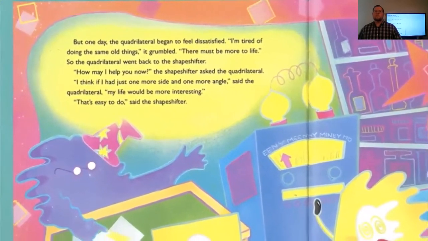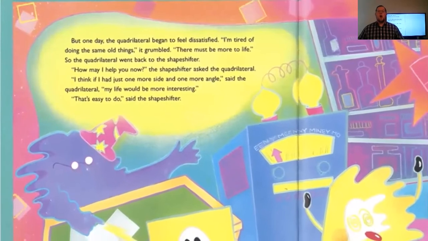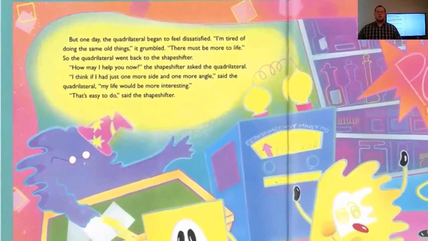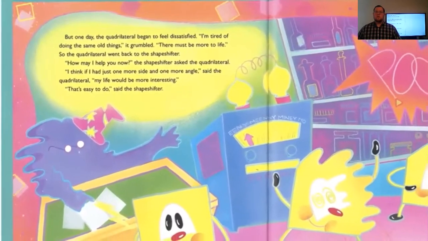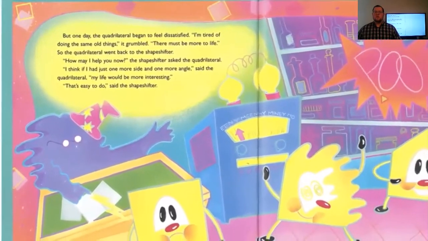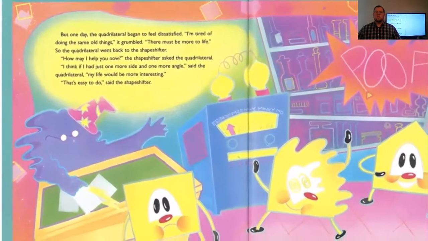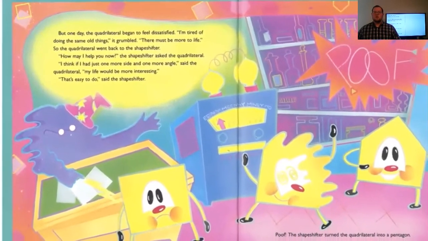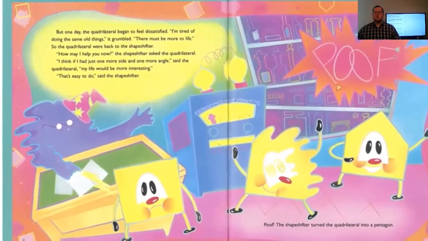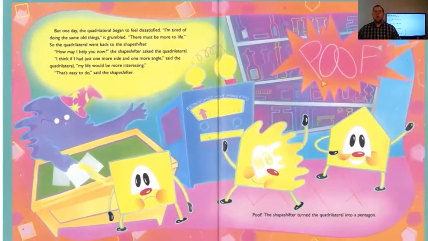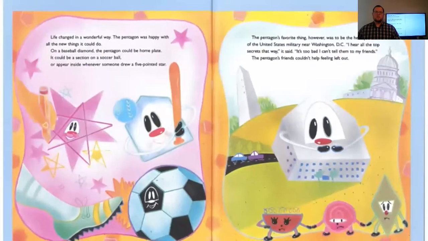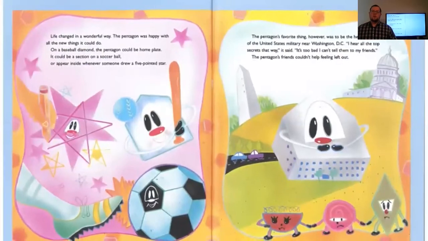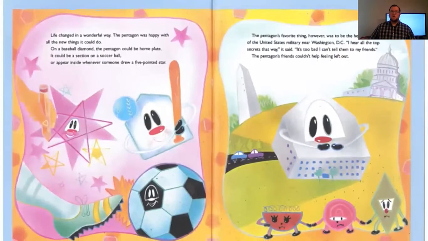I think if I just had one more side and one more angle, said the quadrilateral, my life would be more interesting. That's easy to do, said the shapeshifter. Poof! The shapeshifter turned the quadrilateral into a pentagon. Life changed in a wonderful way. The pentagon was happy with all the new things it could do.